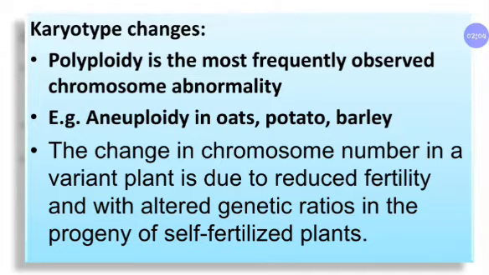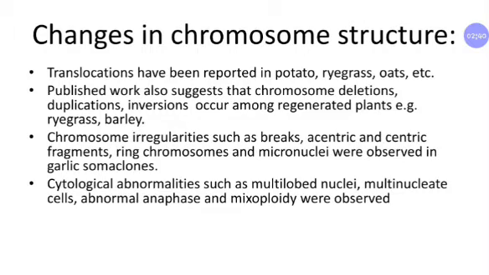The most frequently observed chromosome abnormality is polyploidy. So what is polyploidy? It is the presence of more than a single pair of each chromosome. In oats, potato, and barley, we can see aneuploidy, which is the loss or gain of individual chromosomes from the normal chromosomal set. The change in chromosome number in a variant plant may be due to reduced fertility or due to altered genetic ratios in the progeny of self-fertilized plants.